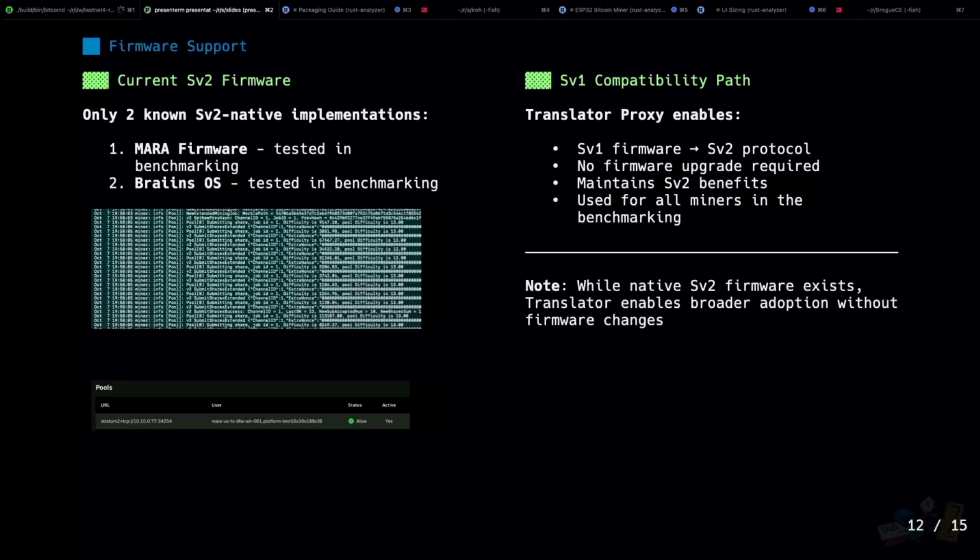But if you don't have either of those firmwares available to your deployment, you can just run a translator proxy, right? It's a very, very minimal daemon that runs right alongside the job declaration client or even the pool. It can connect directly to the pool. So you don't need to upgrade your firmware, but you still get the benefits of the end-to-end encryption, that Noise authentication from your farm LAN to the pool in the cloud. And that's what we used for this benchmarking, just to keep it simple. We just used the Stratum v2 translator.